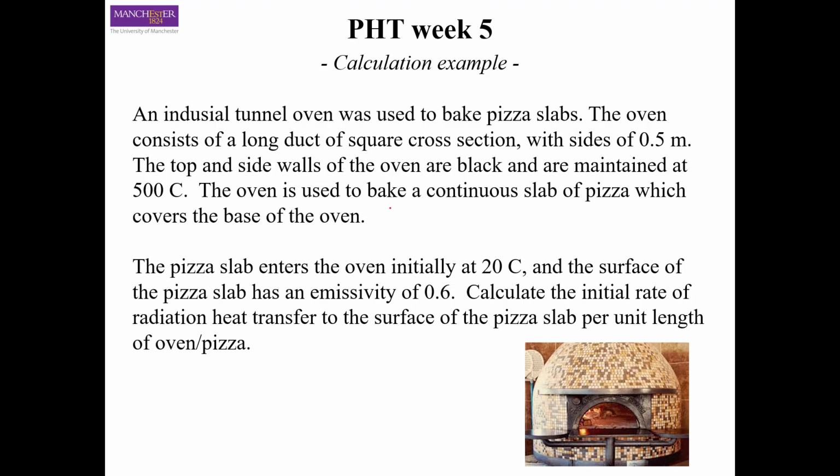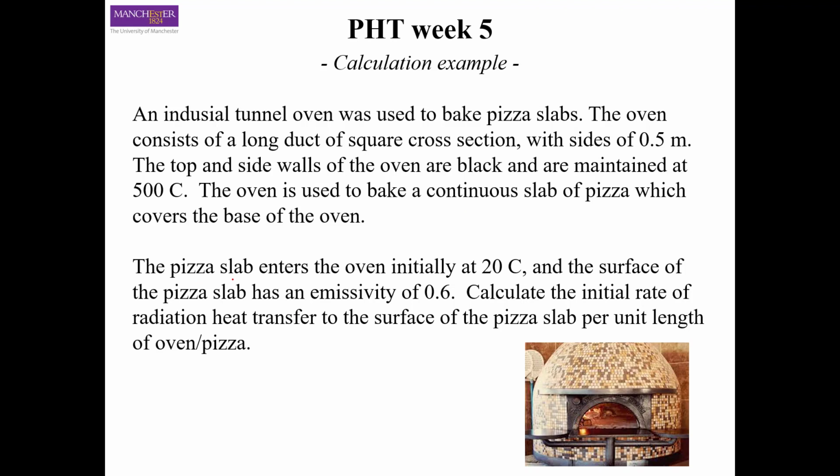The oven is baked on a continuous slab of pizza which covers the base of the oven. We can actually approximate this oven as a black body because, first of all, it has a continuous temperature of 500 degrees centigrade, and also the walls are black, so it means that it is radiating all the heat from its surface towards the pizza slab.